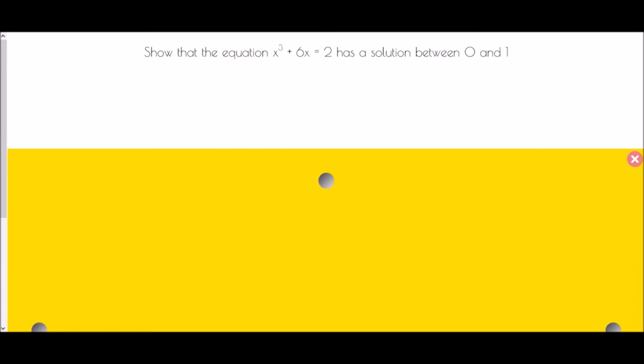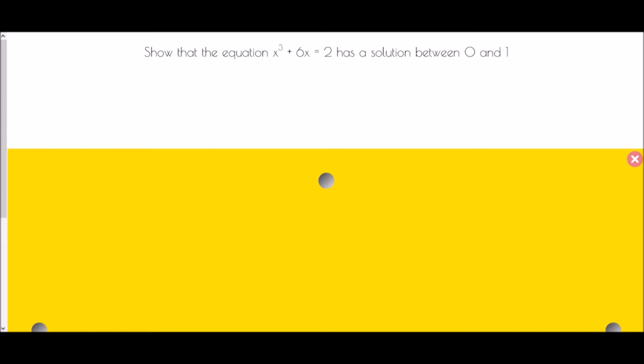Now, iteration is a method of estimating a solution to an equation. And so the first thing is we need to work out where the solutions may possibly lie. And to do that, the first thing we do is we just check between two values to decide if there is going to be a solution. And to do that, we've got in this question, show that the equation x cubed plus 6x equals 2 has a solution between 0 and 1.